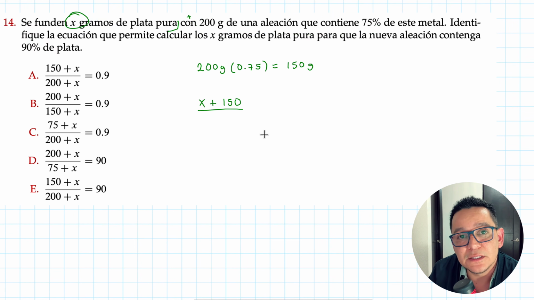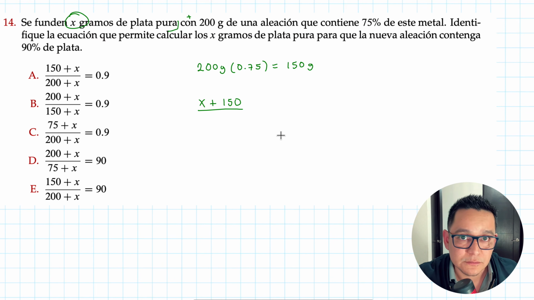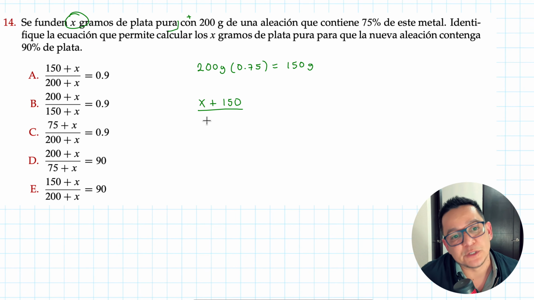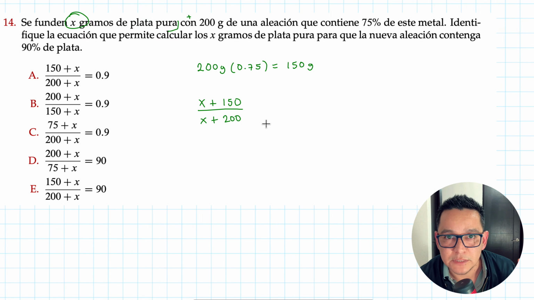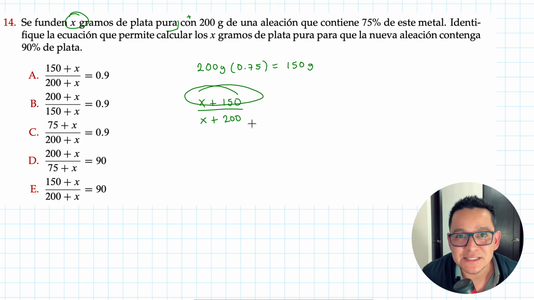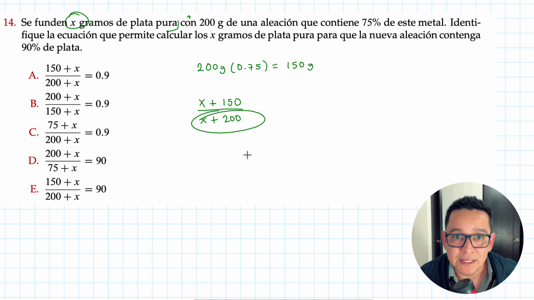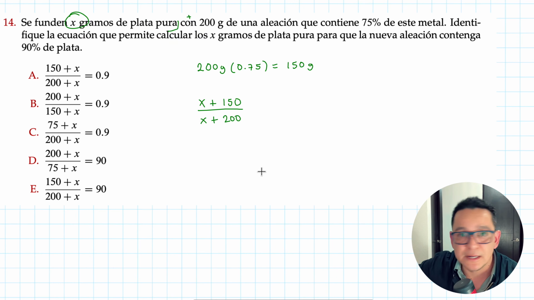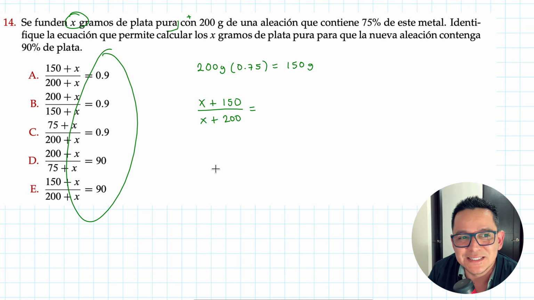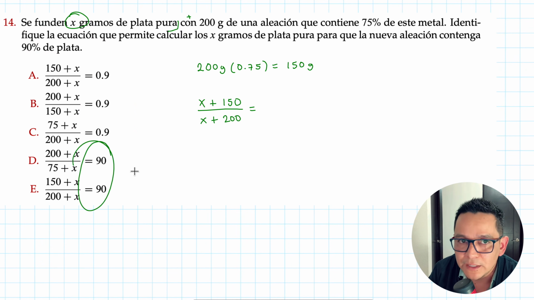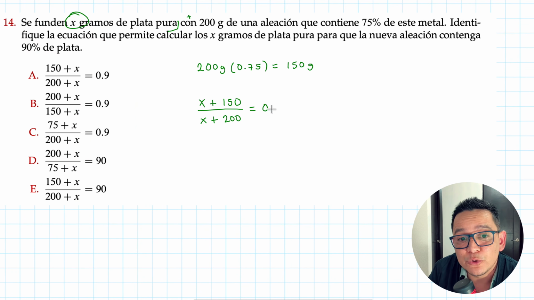First, we need to divide by the total grams. So what is the total number of grams? It must be the X grams of pure silver, plus what else? The 200 grams that the alloy has. Do we agree? Look, this is just pure silver, and this over here is pure silver, plus the other 200 grams that the alloy had. This has to be equal to, what do you think it should be here? You can even help yourselves a bit. What should it be equal to? 0.9 or 90? Well, it has to be equal to 0.9.